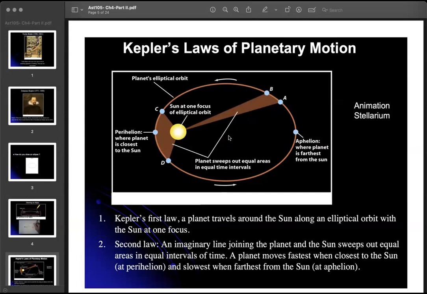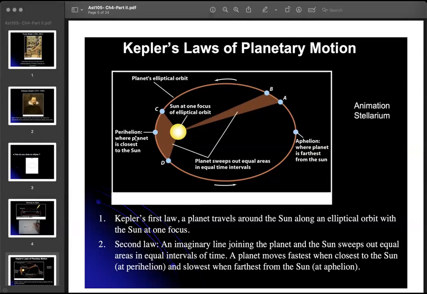It's made in such a way that sun is quite to one side. At least that makes it clear to you that because of this, sometimes the planet is a little bit closer to the sun, and sometimes it's far away. In fact, the closest point is called perihelion, closest to the sun, and the farthest point is called aphelion.